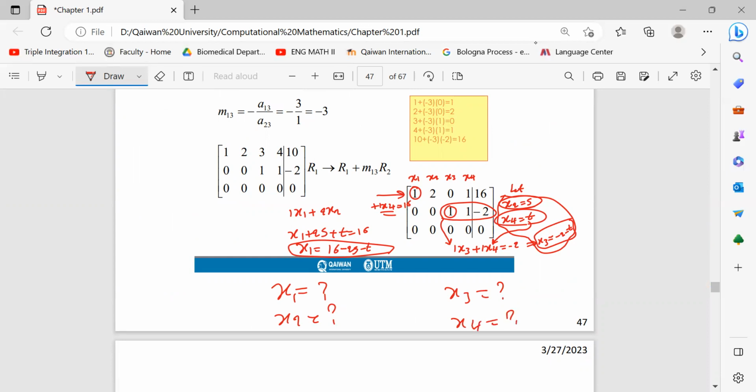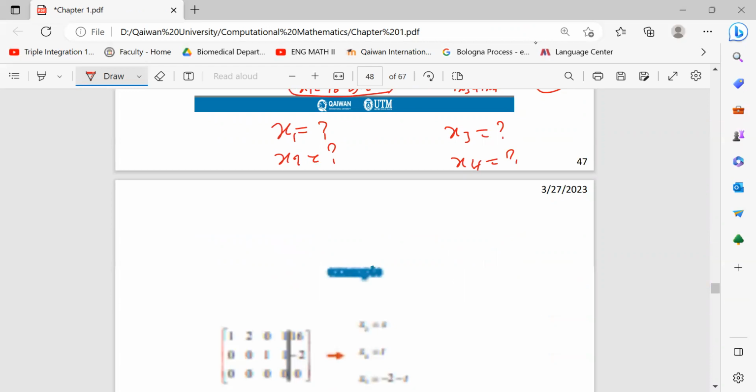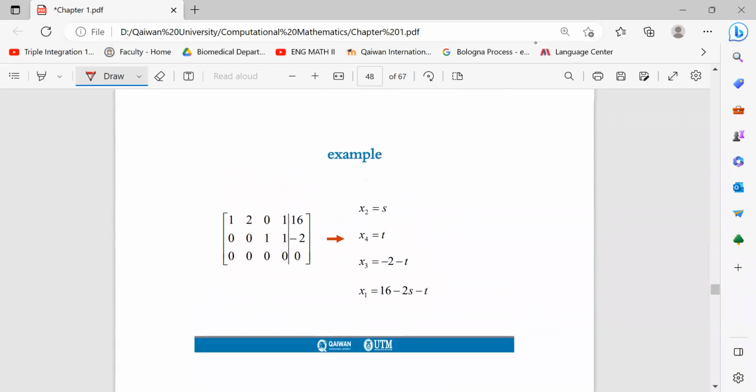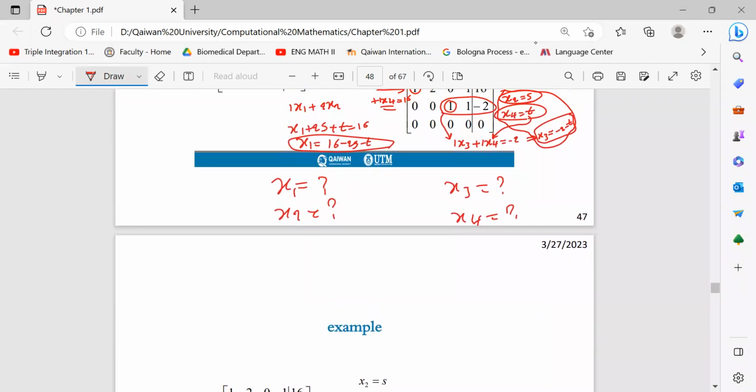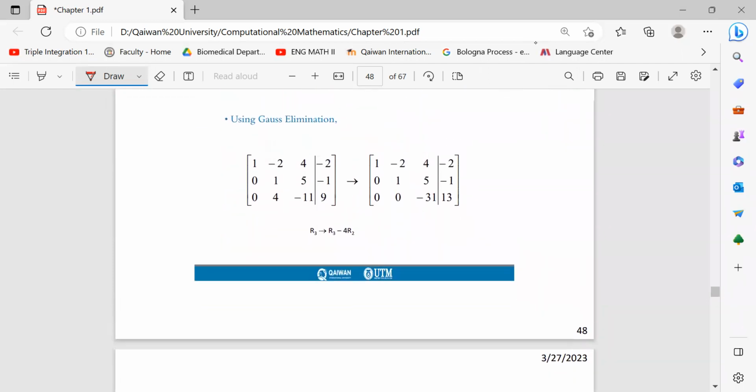And you already solved this by Gauss elimination, and you got the same results. As I said before, if you use either of these two methods, you must get the same result. That's all. That's the solution. It's asking about that.